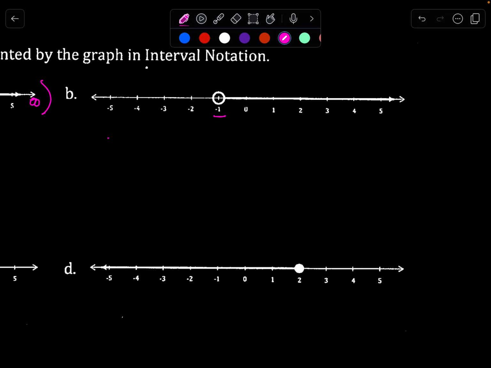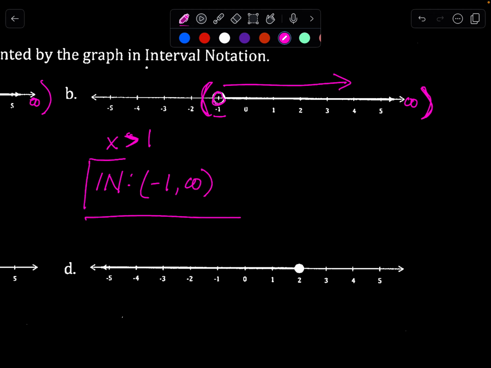We're at negative 1. X looks like it's going towards the right-hand side here. Greater than 1. As you can see, it does not have a line underneath it because the dot is not filled. Okay, it's an open circle. X is greater than 1. So an open circle means a parenthesis. Over here it's going towards the right, so we're going to positive infinity. Our interval notation is set at negative 1, comma, infinity. Okay?